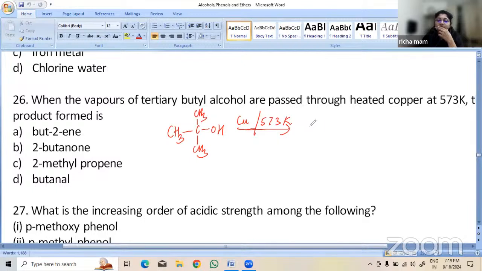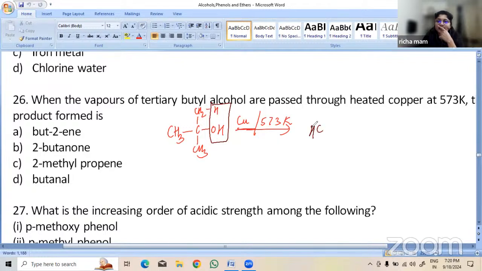What is the role here? What is it doing? It is a dehydrating agent. So what will it remove? It will remove the OH and an H from the adjacent carbon. There will be a loss of H2O.